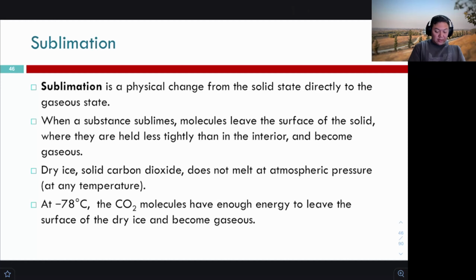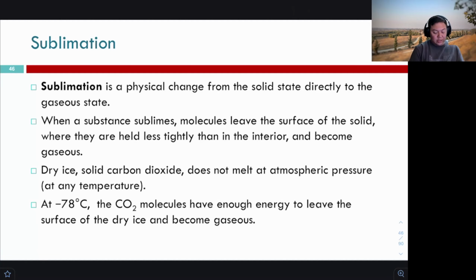It doesn't melt at atmospheric pressure, though, right? So if you buy dry ice, it's just slowly turning to a gas. And after about 24 hours, it's gone. And its temperature is negative 78 degrees C. So at that temperature, the CO2 molecules have enough energy to leave the surface of the dry ice and become gas.